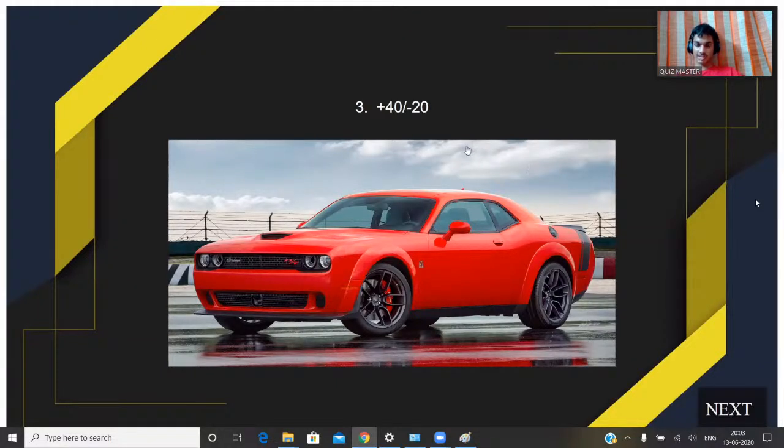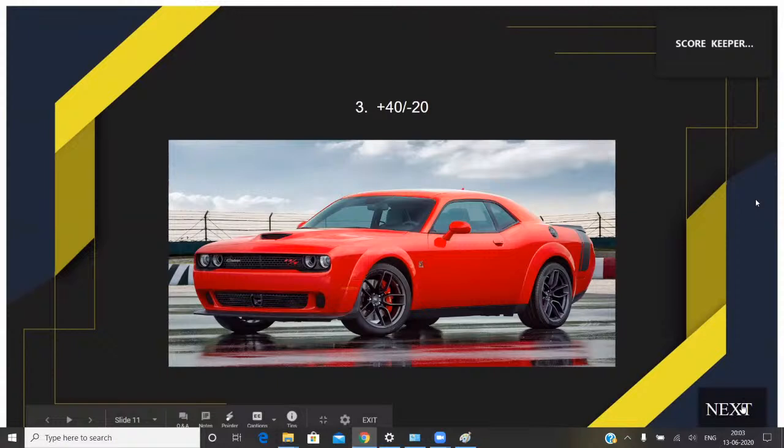Okay, Team 4 has given me a guess. It is not the right guess. So Team 4 gets minus 20. Scorers? Okay, Team 4 gets minus 20. The fourth picture coming up now.